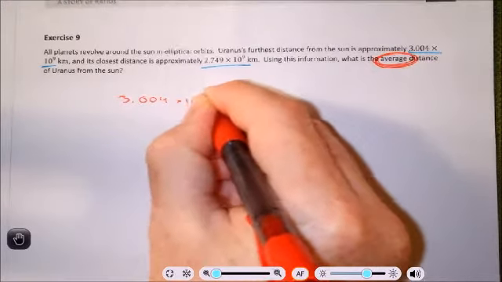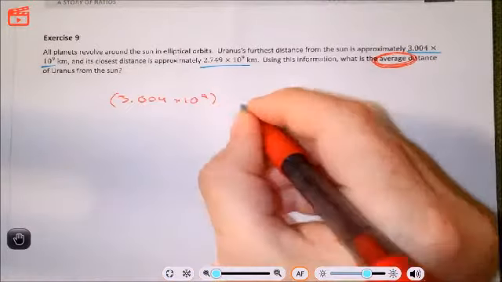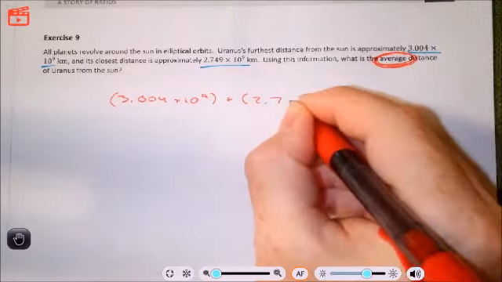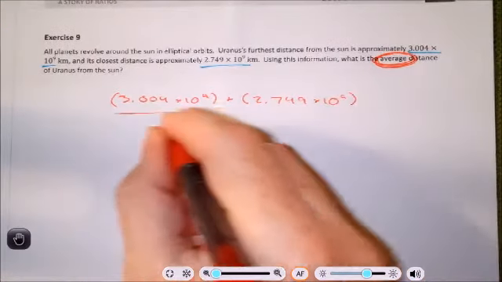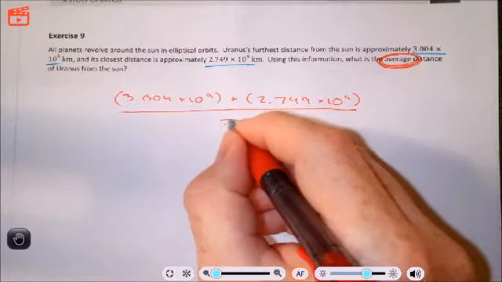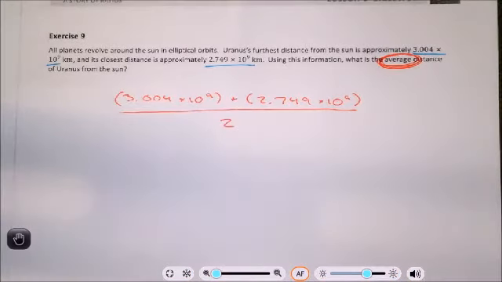So we're going to do 3.004 times 10 to the 9th plus 2.749 times 10 to the 9th. And there's 2 things we're adding, so to find the average, we divide by 2.